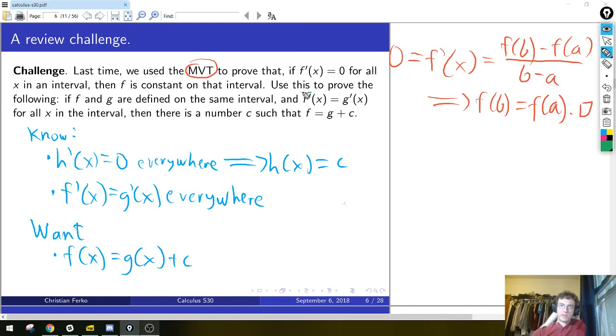I claim that if we know that f prime equals g prime everywhere, there is a natural function h that you can build using this equation such that the derivative of h equals 0 everywhere. What function can we build out of f and g which would have zero derivative everywhere?